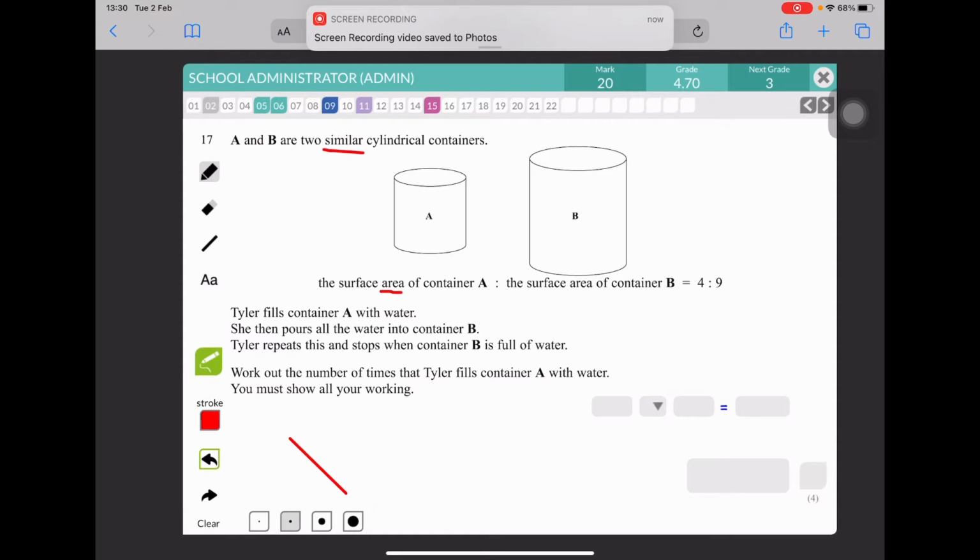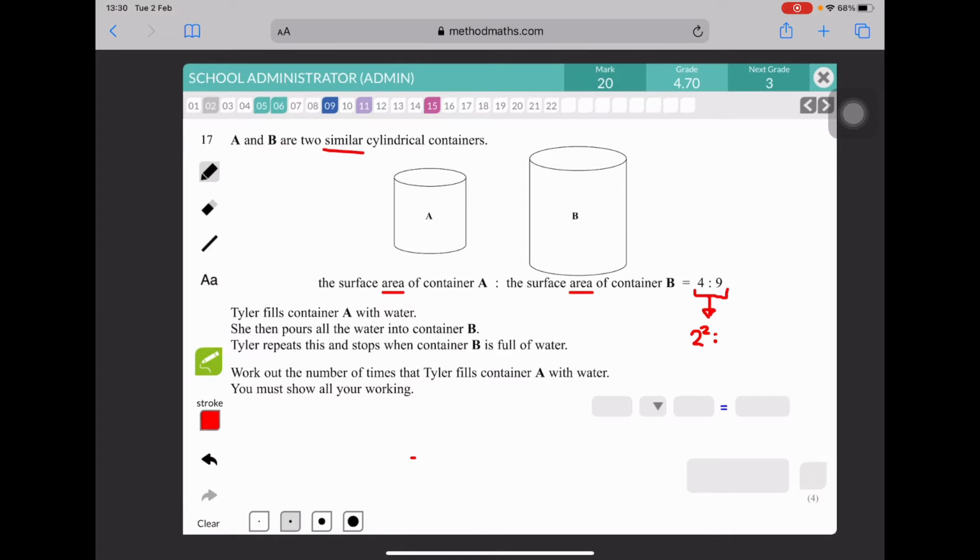And, sorry, let me get rid of this. And it says 4 to 9, and I already can spot that these two are square numbers. 2 squared, 3 squared. So just bear that in mind. Tyler fills container A with water. She then pours all the water into container B. Tyler repeats this and stops when container B is full of water.